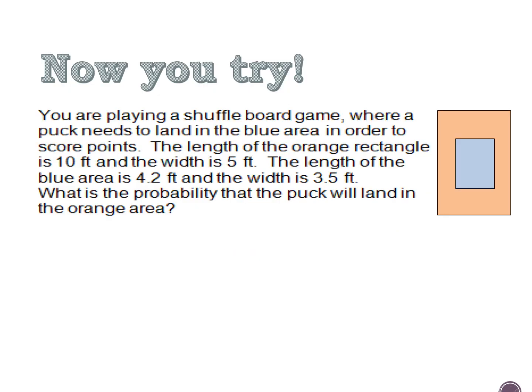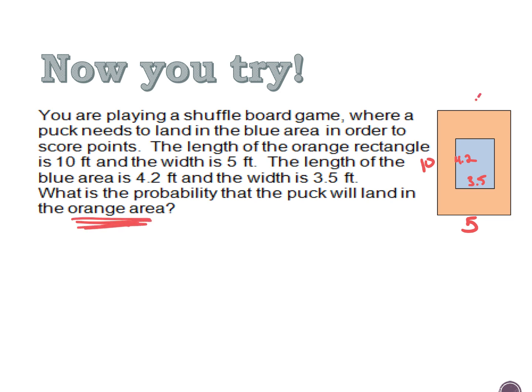So here's one that I want you guys to try on your own. It's a shuffleboard game. We have the dimensions here, so let's label those out, and this is on your note sheet as well. It says the length of the rectangle is 10 feet, so I'm going to label that as the longest side, and then the width of the orange rectangle is 5. The blue one inside is slightly smaller, so the length there is 4.2, and the width there is 3.5. This one's asking you what's the probability of landing in the orange area.